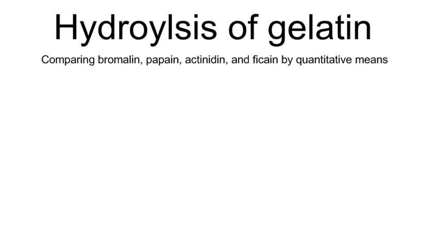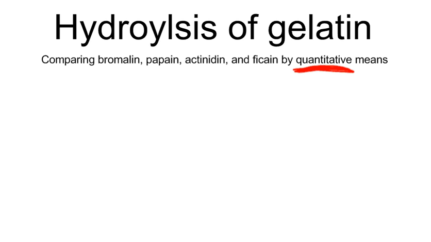Okay, this is your pre-lab video on the hydrolysis of gelatin lab. In it, you're going to be comparing 4 different enzymes: bromelain, papain, actinidin, and ficin. And you're going to be doing so by quantitative means. Now, this is important. You need to have some numbers to go along with your lab, okay?